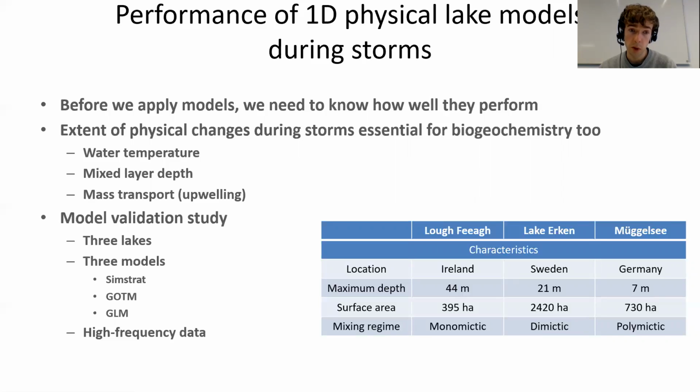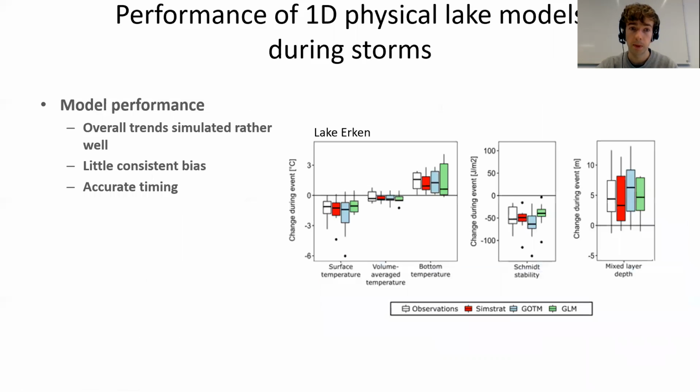So for this, we did a model validation study in 3 lakes: Loch Via in Ireland and Lake Erken in Sweden, which are both deep lakes, and thirdly, Müggelsee, which is a shallow lake in Germany. And we fitted 3 different one-dimensional models, Simstrat, GOTM, and GLM, and we forced them with high-frequency data and also validated them with high-frequency data.